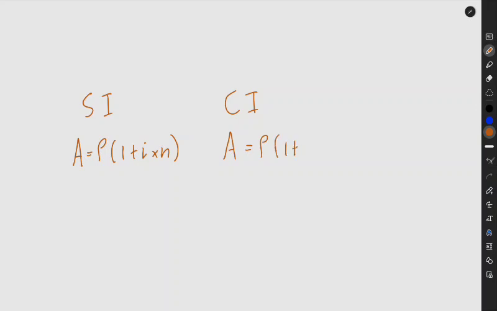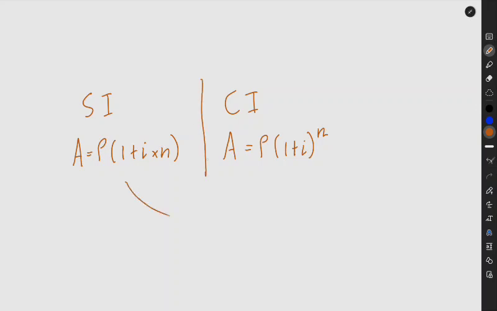Today, I'm going to teach you simple and compound interest using something we all love, pi. Let's start with the formulae and variables. Simple interest has the formula A = P(1 + i × n), whereas compound interest has the formula A = P(1 + i)^n.